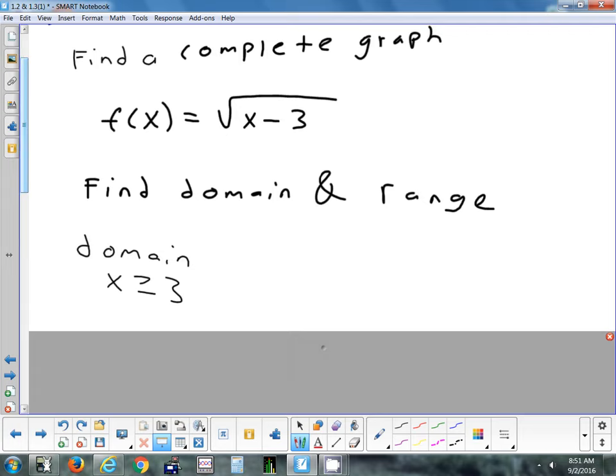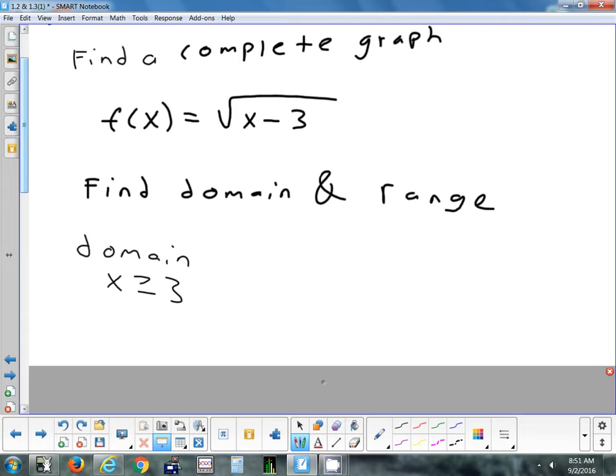That's one way to write it. Another way to write it, which we're going to see probably in the next section, is called interval notation. You can pick any number from 3, including 3. Remember, bracket means you include it. Parenthesis means you don't.